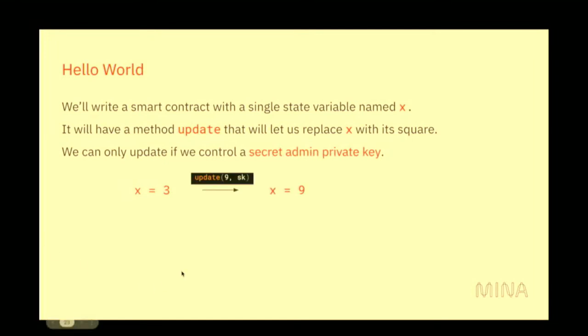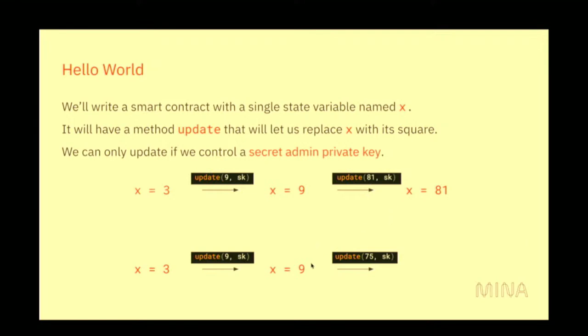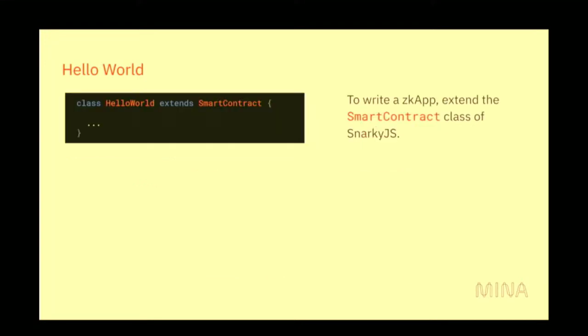Here's what we have. We have this idea of x equal to 3. We want to be able to call update with 9 and a secret key, and as long as the secret key corresponds to the secret admin key, and as long as 9 is the square of 3, then we'll be able to update. And then we can call the same thing again with 81, and we'll be able to update again because 81 is the square of 9. But if, when x is equal to 9, we call update with 75, it will simply fail. We won't be able to generate a valid proof because 75 is not the square of 9.